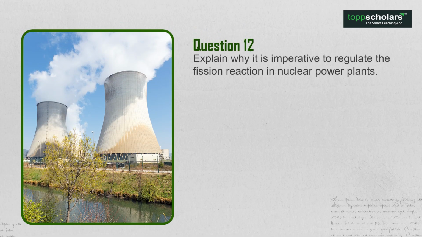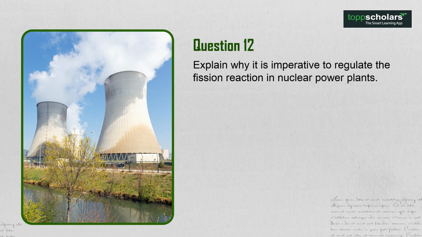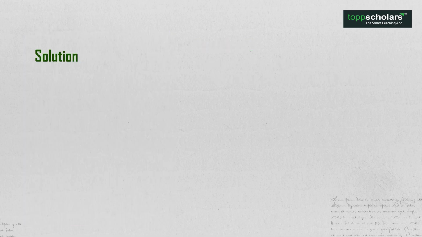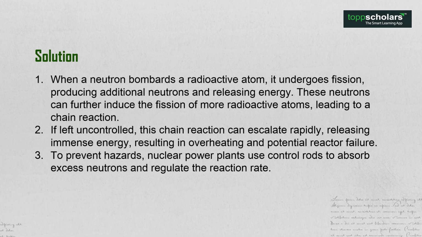Question 12. Explain why it is imperative to regulate the fission reaction in nuclear power plants. The correct answer is: Point 1. When a neutron bombards a radioactive atom, it undergoes fission, producing additional neutrons and releasing energy. These neutrons can further induce the fission of more radioactive atoms, leading to a chain reaction. Point 2. If left uncontrolled, this chain reaction can escalate rapidly, releasing immense energy, resulting in overheating and potential reactor failure. Point 3. To prevent hazards, nuclear power plants use control rods to absorb excess neutrons and regulate the reaction rate.